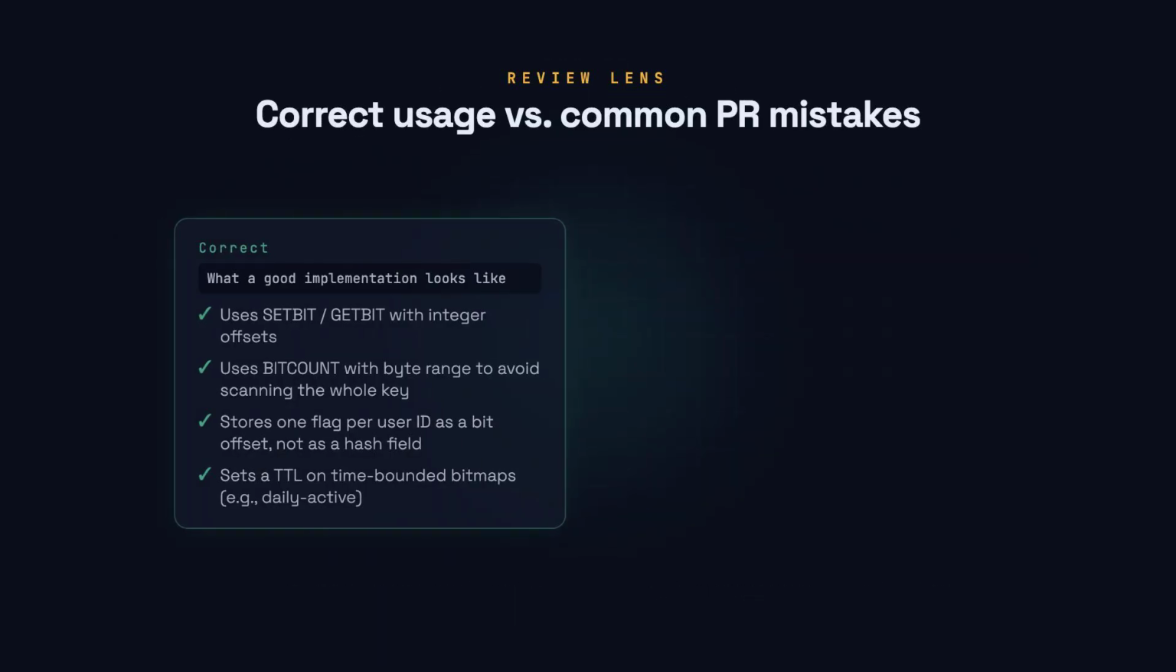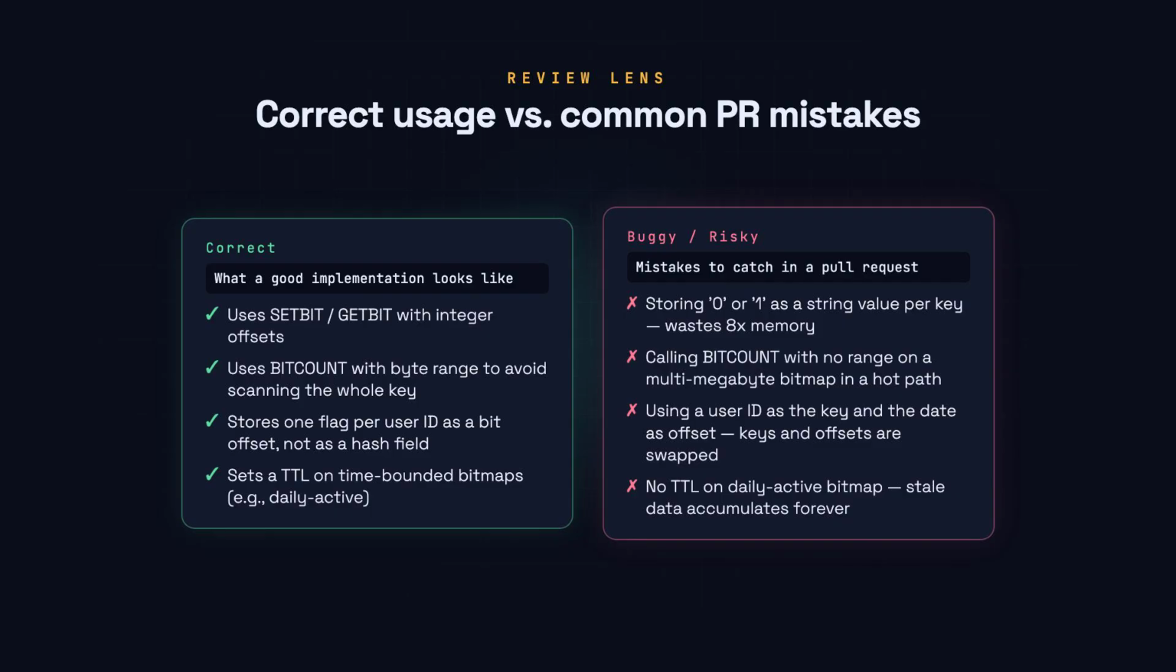The most common review bugs are swapped key and offset design, missing TTLs on time-scoped bitmaps, and calling BITCOUNT without a byte range on a huge key, which can block Redis for milliseconds.